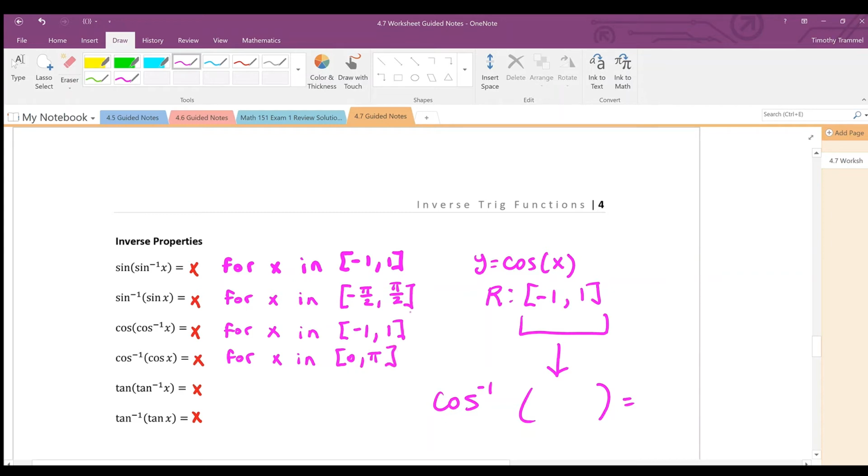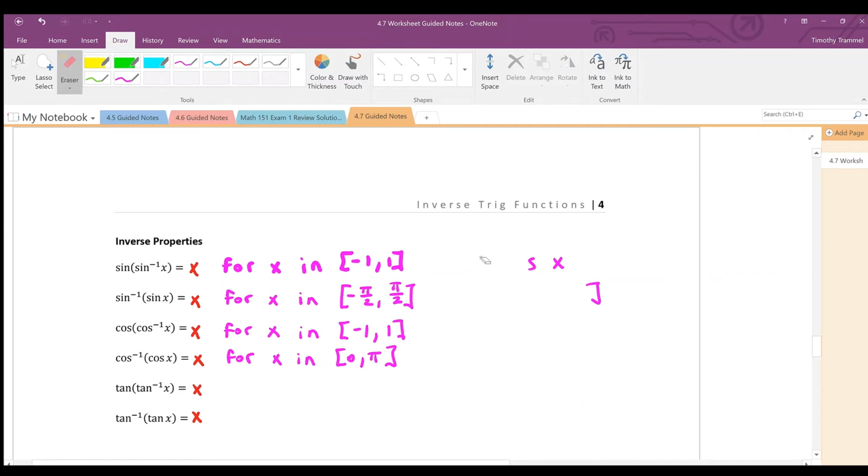And let's go on to tangent and tangent inverse. If we're looking at tangent inverse, well, it has a domain. Do we remember what the domain was for this? It was all real numbers. So anything we plug into tangent inverse is fine. And the things that tangent inverse is going to output are going to be numbers that are between minus pi over 2 and pi over 2.